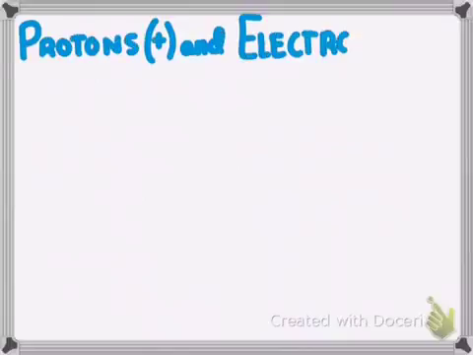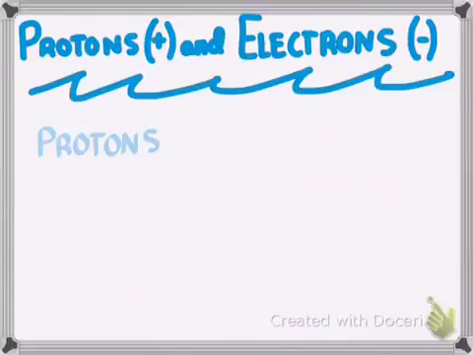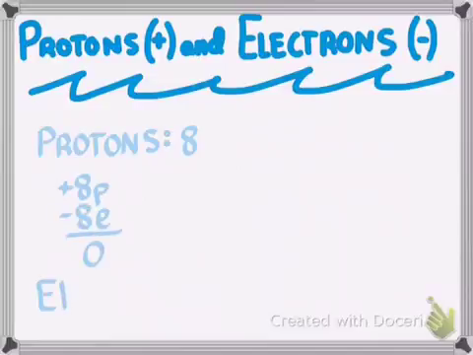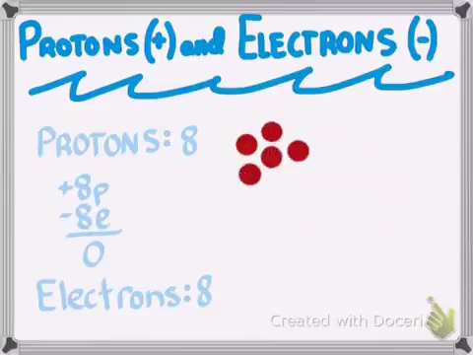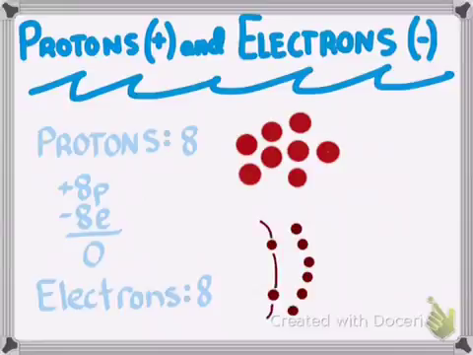Protons and electrons. Protons have a positive charge. To cancel out that charge, you have to subtract the 8 electrons it takes to get to 0. This means that there are 8 electrons.